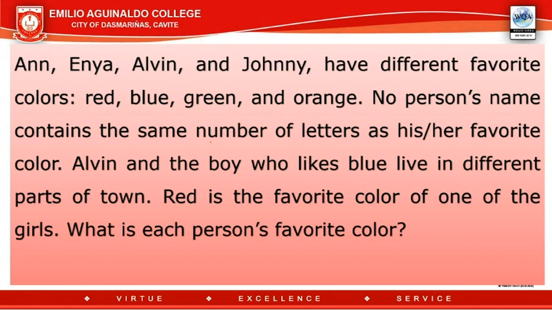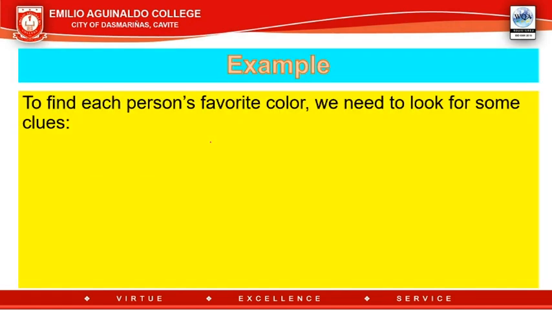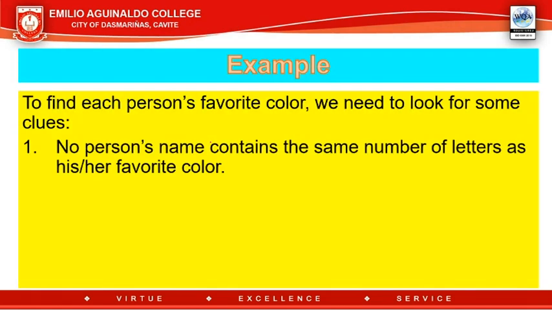What is each person's favorite color? For us to be able to determine the color, it is easy if we can draw a diagram or a chart about this problem. So meron naman tayong mga context clues. First, meron silang different colors, different favorite color. The second one is no person's name contains the same number of letters as his or her favorite color. Let us use that one as one of our context clues.